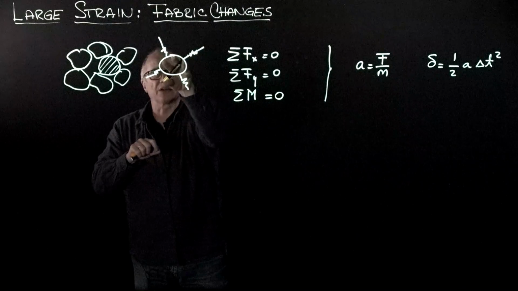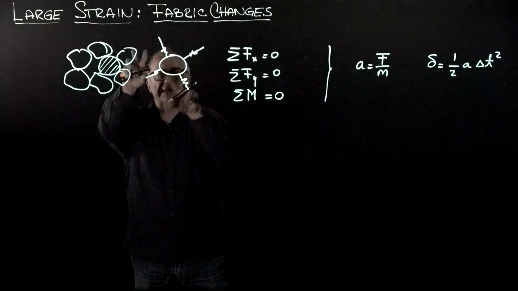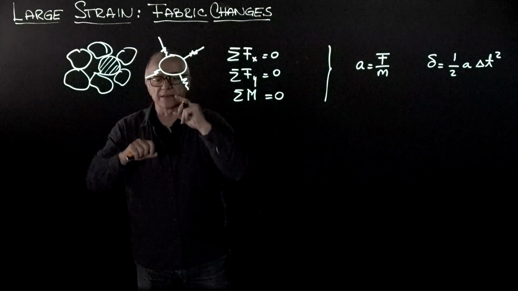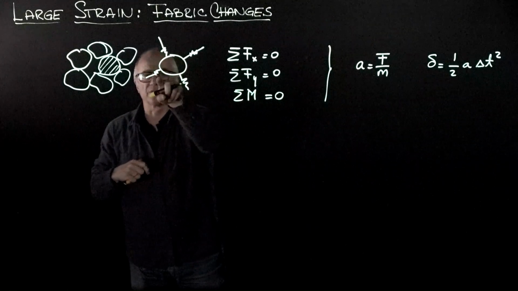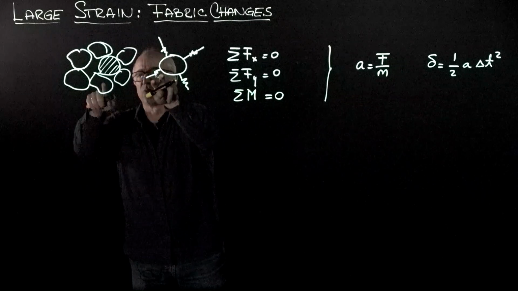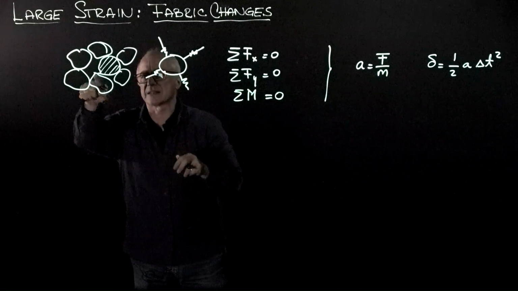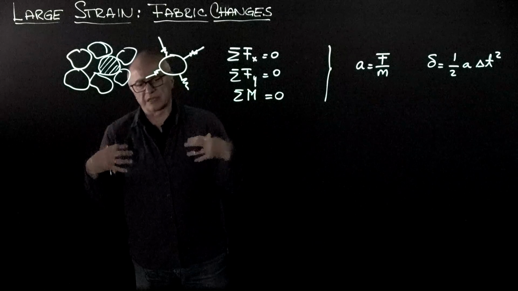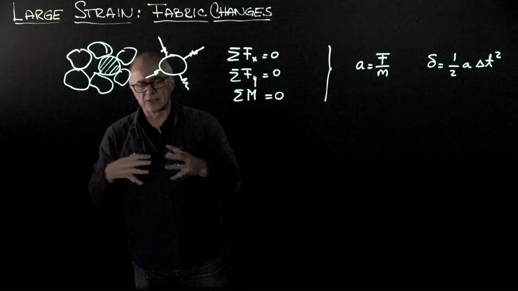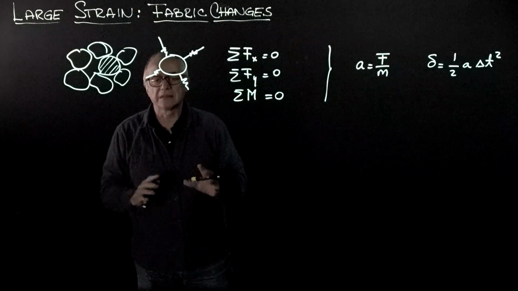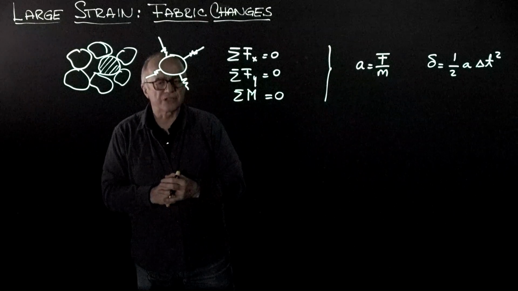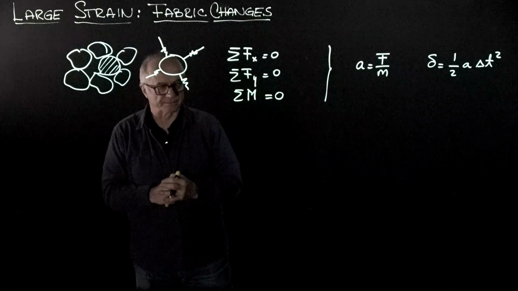But now if the particle moves, it will contract some springs and extend others, and the system will be again out of equilibrium. Furthermore, a change in this force will cause a change on the force acting on the other particle, which was initially at equilibrium. And so there will be a perturbation that will propagate throughout the system until the system reaches equilibrium once again.